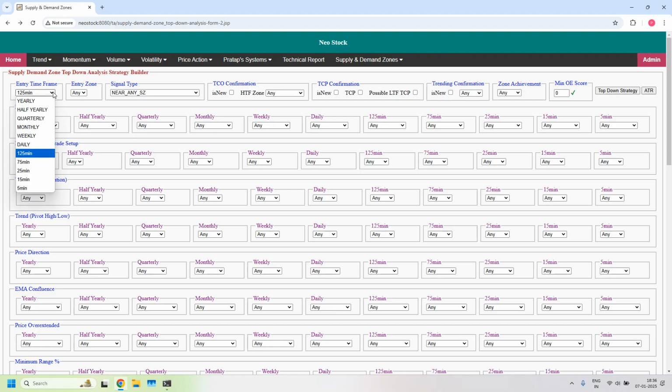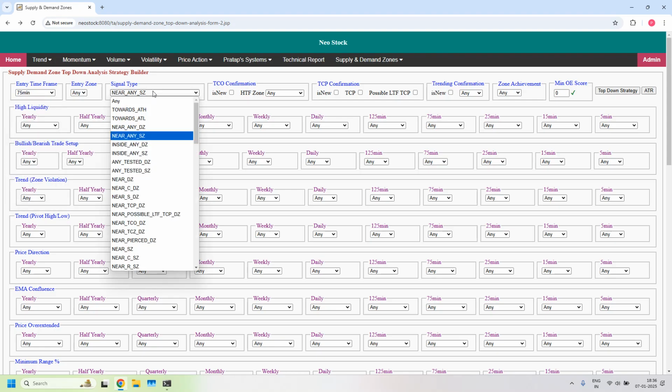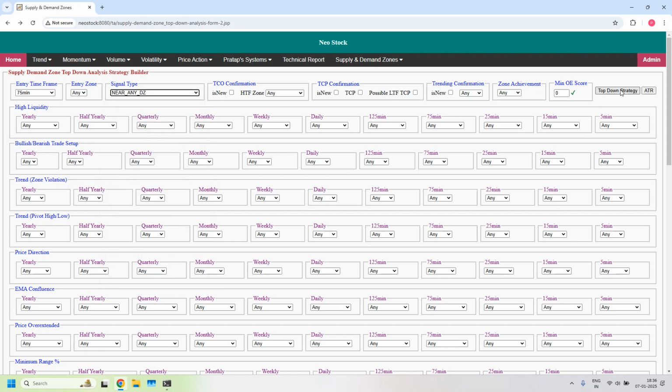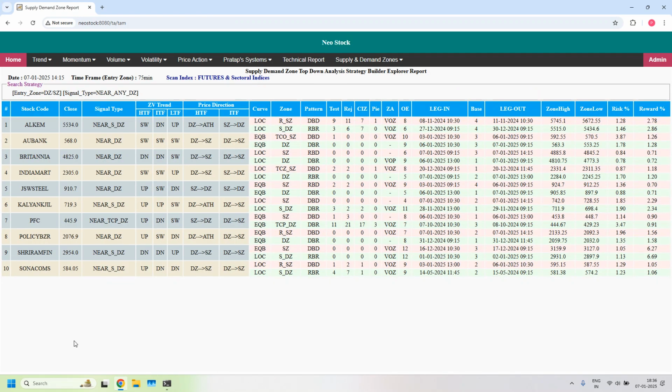Next time frame is 75 minutes. Entry time frame 75 minutes. Let us find the stocks near 75 minutes demand zone. We got 10 stocks. So let's identify high liquidity zones from this list. Alchem, is it Kalyan Jewellers?